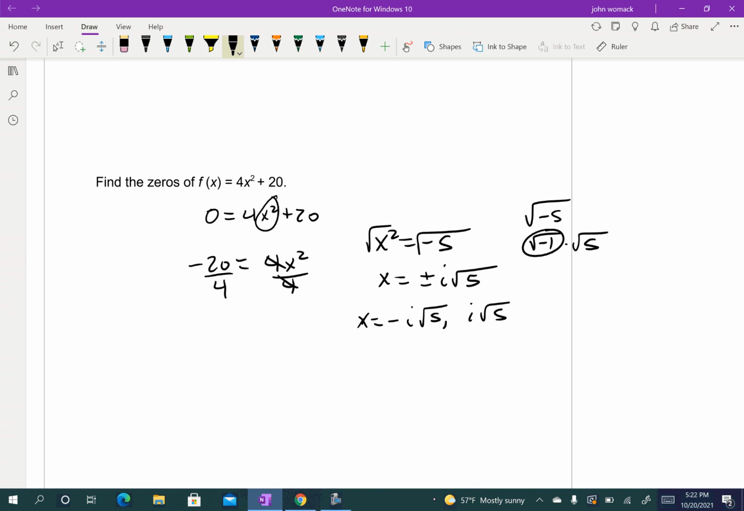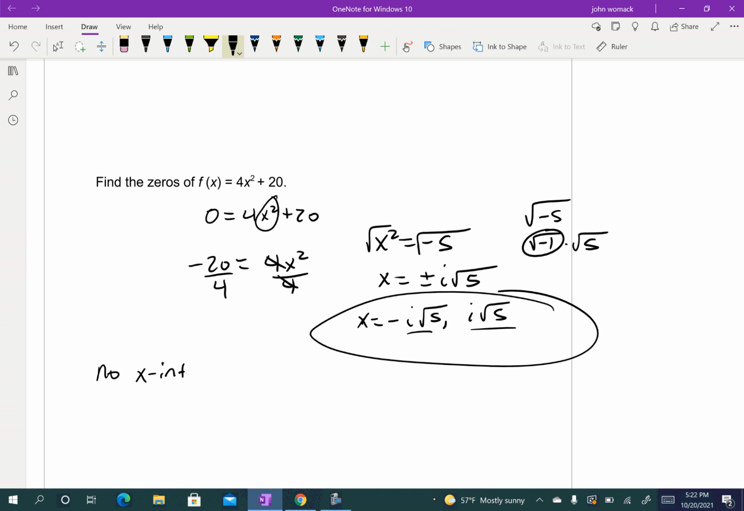Now, what that means is if you get imaginary zeros, this function does not have x-intercepts. If your zeros come out to be real numbers, that means they're also x-intercepts. If your zeros come out to be imaginary numbers, that means there are no x-intercepts. So the question was, what are the zeros? Those are my zeros. If it asked me to find the x-intercept, I would say that there are no x-intercepts, and I know that because I got imaginary numbers right there.